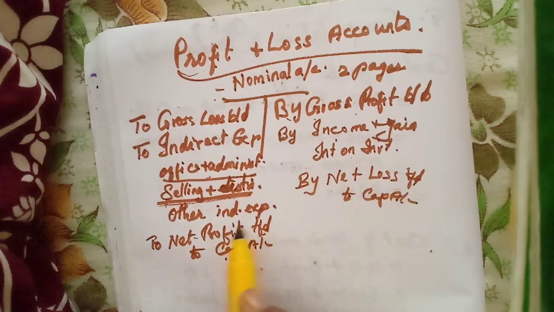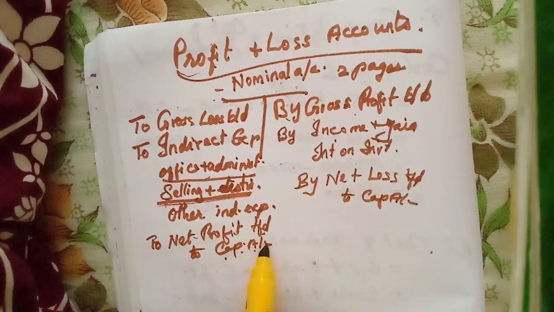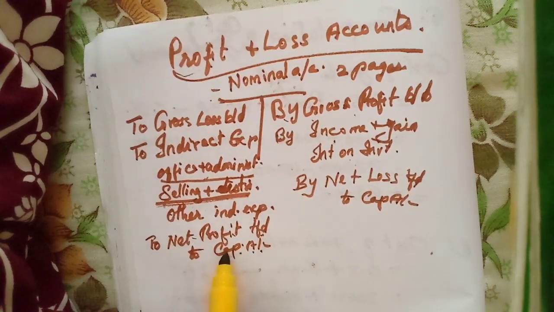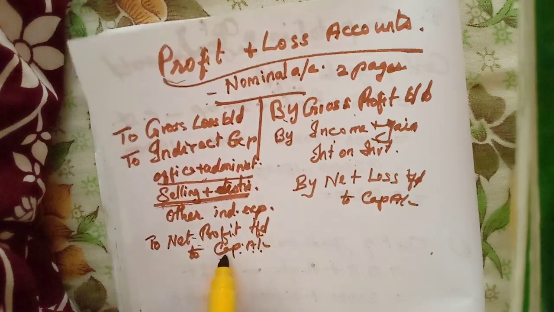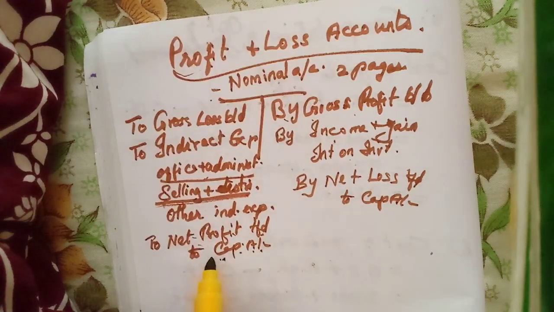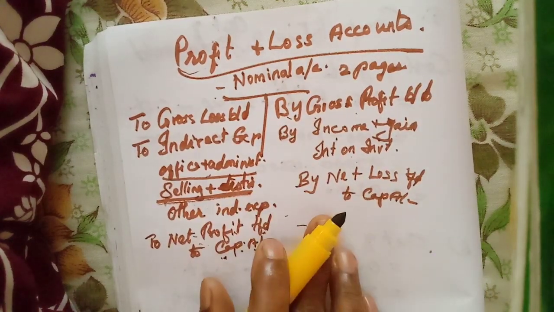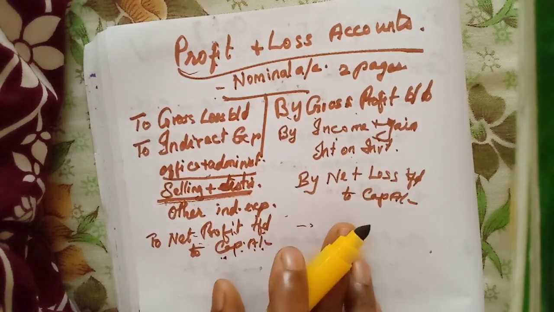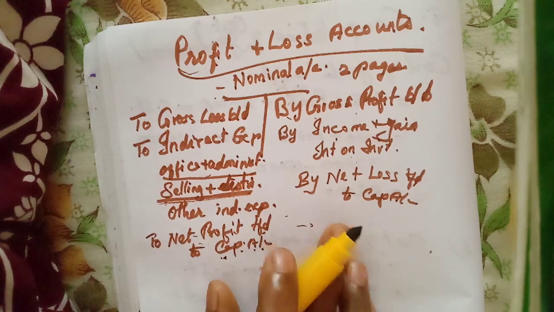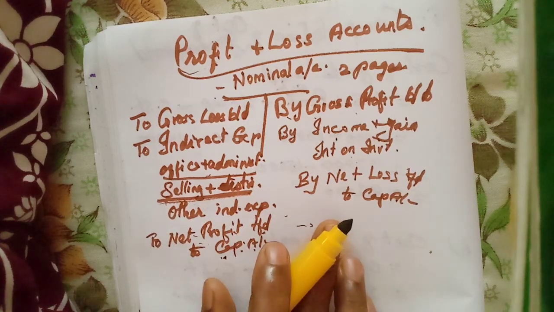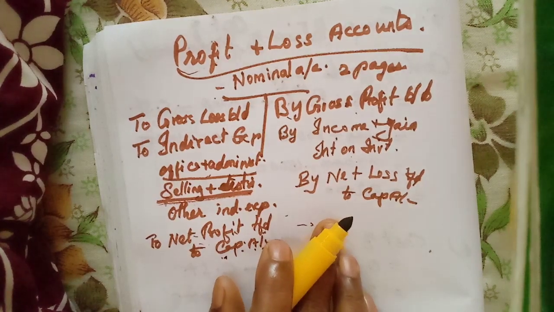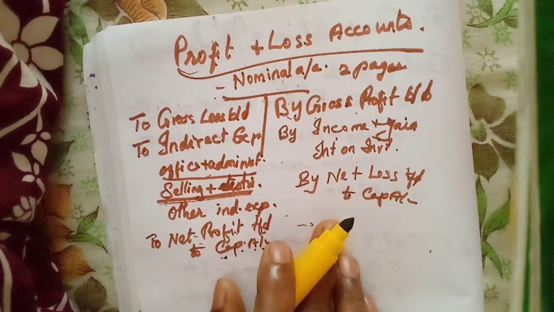If it is a net profit, it will increase the capital account, so we need to add this net profit to the capital in the balance sheet. But if it is a net loss, it will reduce his capital, so on the liability side of the balance sheet, we should deduct the net loss from the capital. Understood? Okay. So now we will do the problem.